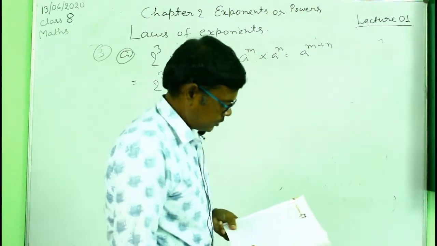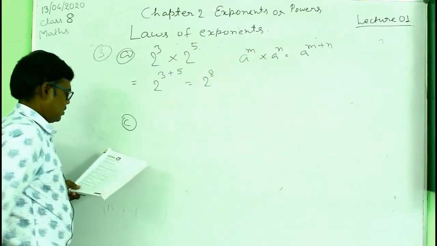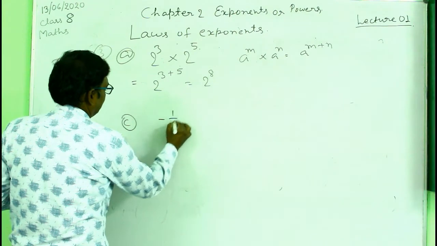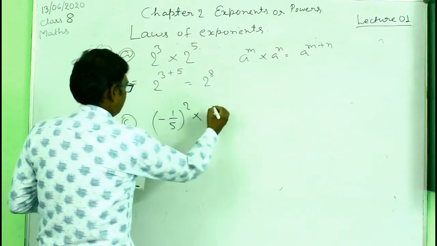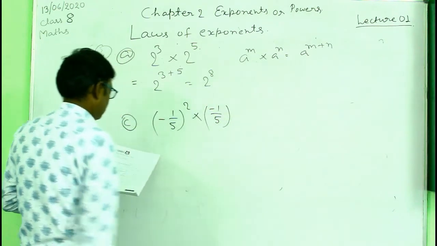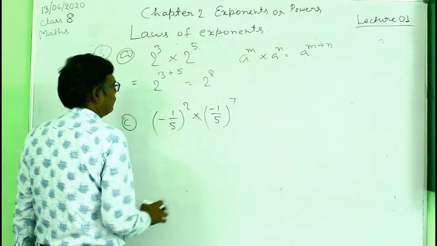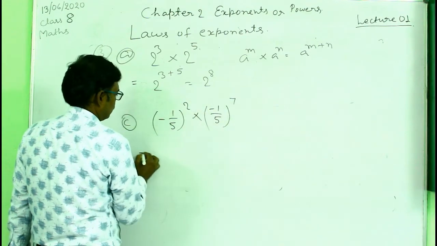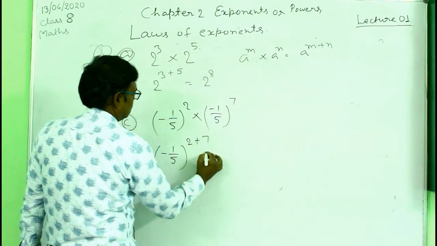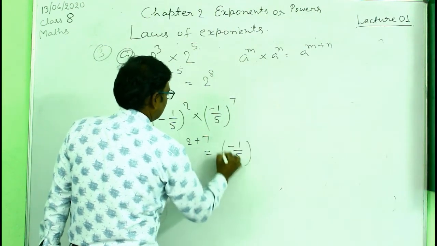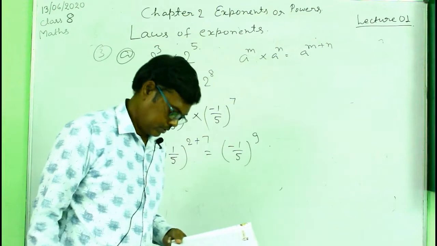And the next one is question number C. I will do here minus 1 by 5 to the power 2 into minus 1 by 5 to the power 7. Again here the base is minus 1 by 5 and the powers are 2 and 7. So it will be minus 1 by 5 to the power 2 plus 7, which is minus 1 by 5 to the power 9. So this is the exponential form of this question.